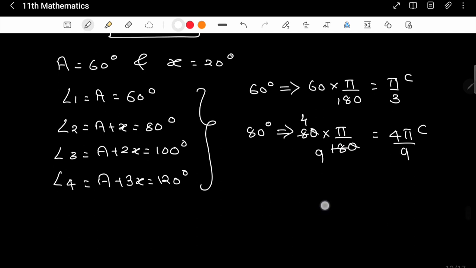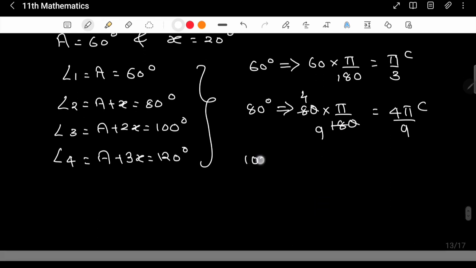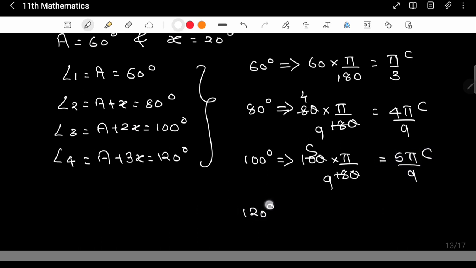Then we have 100 degrees, which is equivalent to 100 into pi by 180, 2 fives are 10, 2 nines are 18, 5 pi by 9 radian. And 120 degrees, which is equivalent to 120 into pi by 180, 6 twos are 12, 6 threes are 18, which is, sorry, 2 pi by 3 radian.